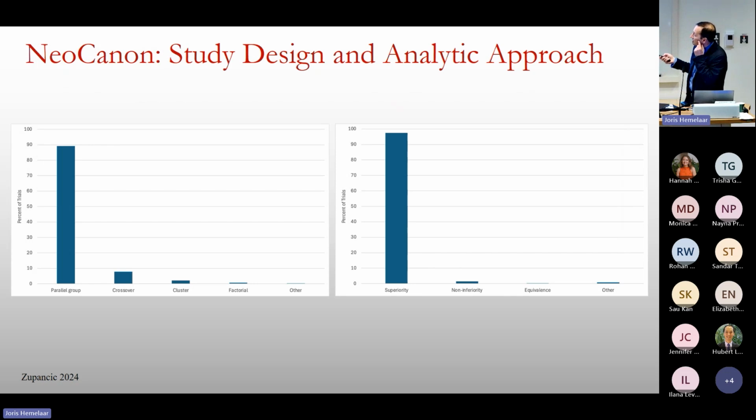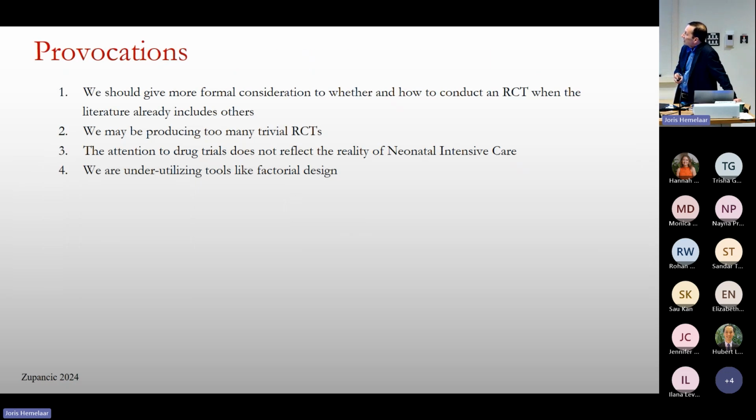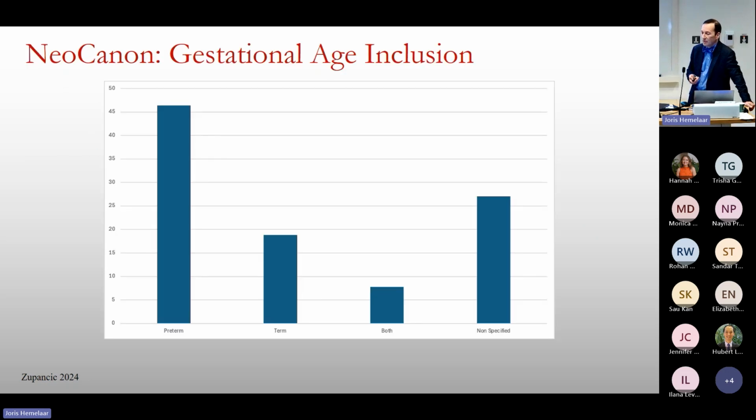Not surprisingly, parallel group trials were by far the majority, as were superiority comparisons as opposed to other sorts of comparisons. So the provocation here is that we might be underutilizing tools like factorial design or other kinds of analyses. At this time, up to 2015, I had superiority and inferiority equivalence trials on that chart. There were no Bayesian analyses that I could find in the data set. So I think we're not necessarily pushing forward on other means of answering questions, and that may be a deficiency of the questions we're asking.